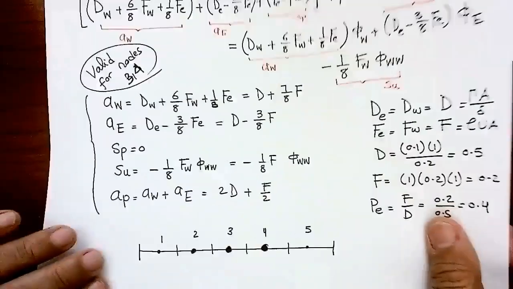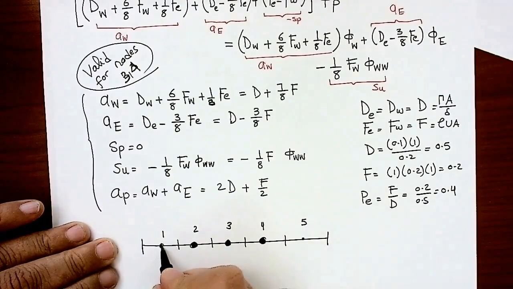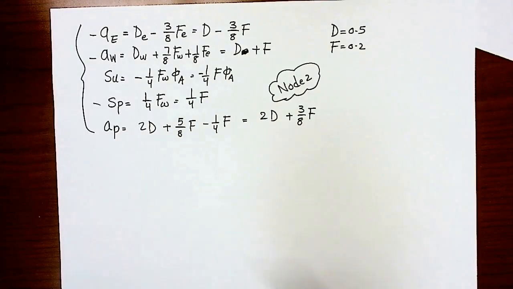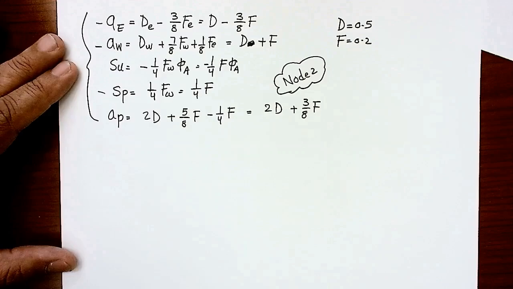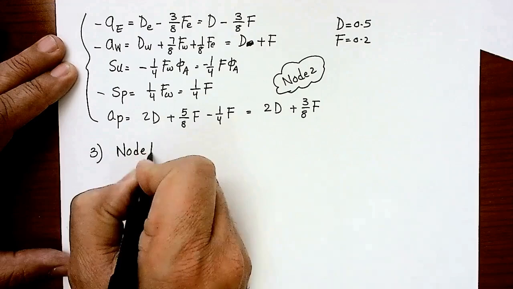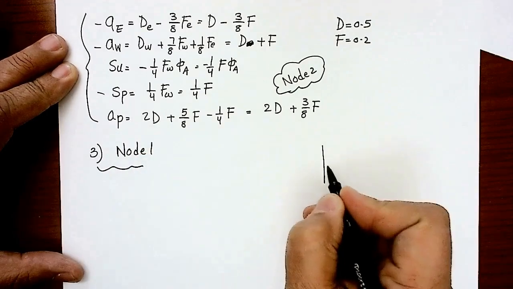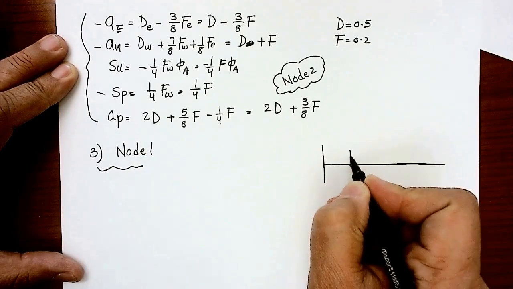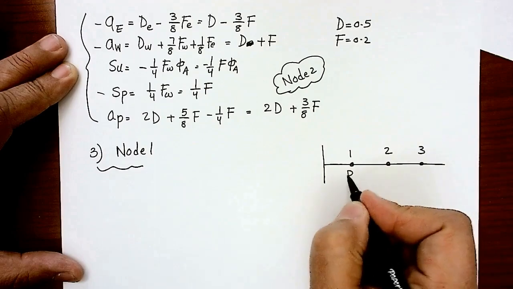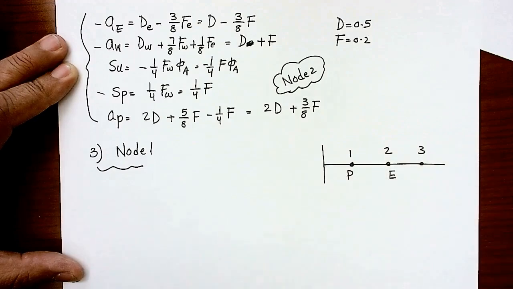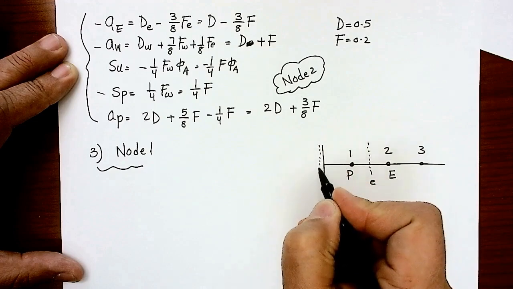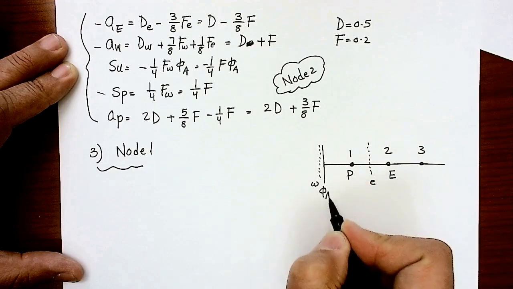Next, I finished these nodes here. I need to go for node number 1 and node number 5. And these are the boundary nodes. It's time for step 3. That's node 1. So let's plot that node 1. I have node 2, and here's node 3. I don't need it actually. So that's my P. That's my east, right? And I have the east face, and the west face is here. And phi A is equal to 1.